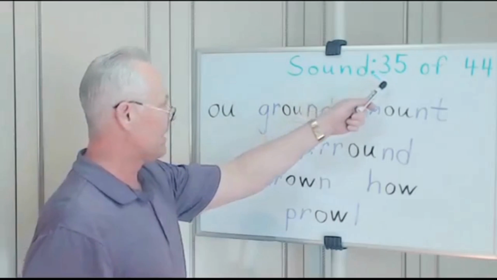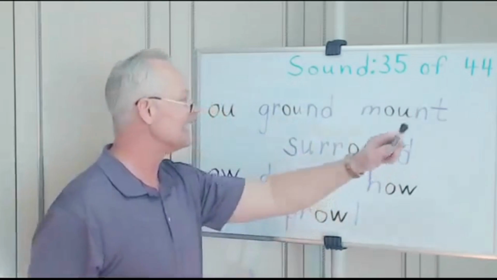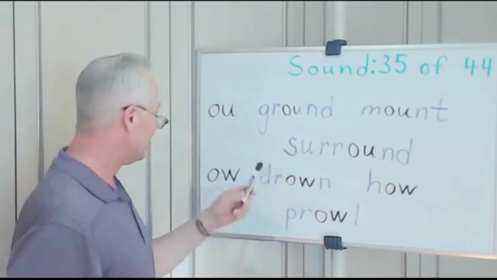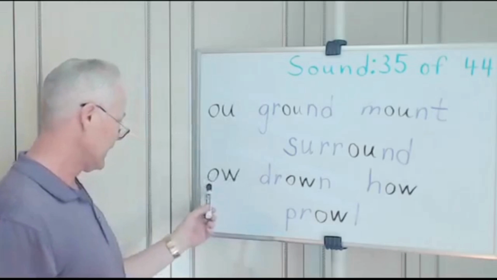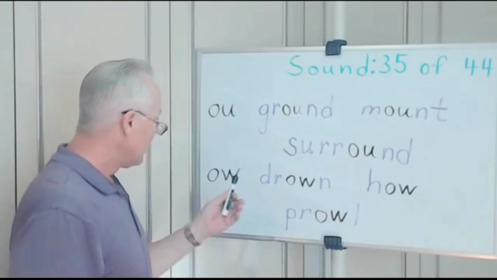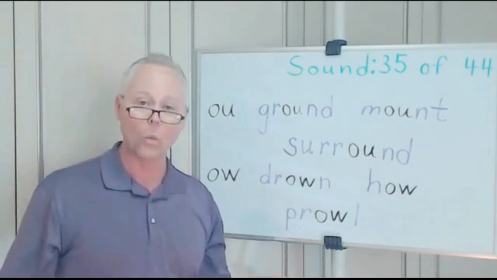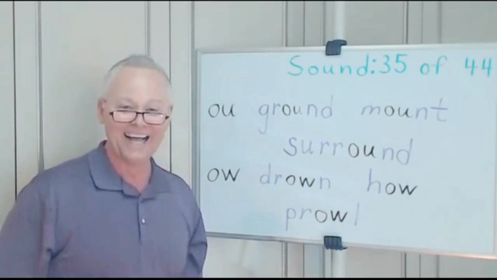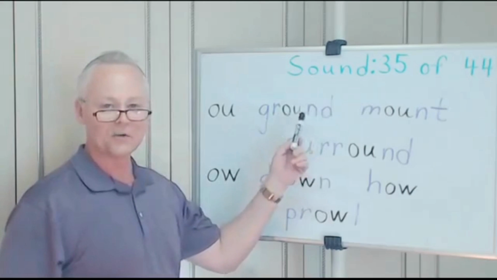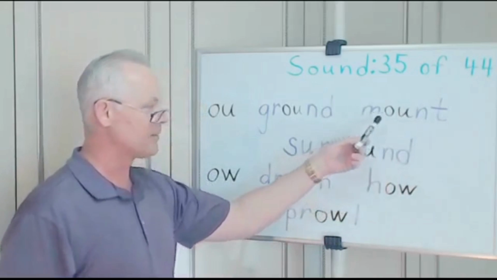Hello. Sound 35 of the 44 sounds we find in American English. Here we have two letter combinations, OU and OW. Now, what do you think we have for a sound? Could it be ow? Ow. All right. We have ground, ground. We have mount. We're talking about the OU.